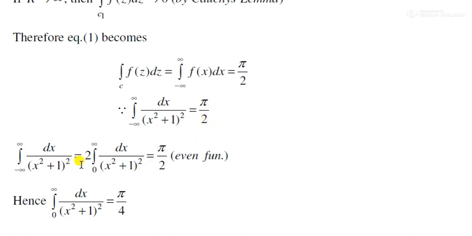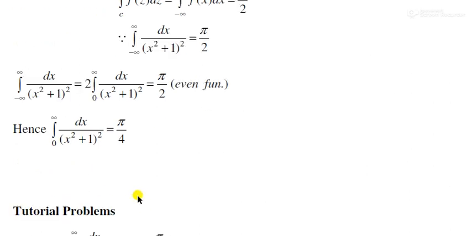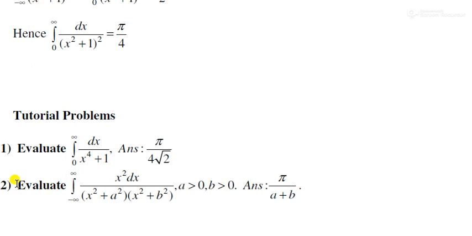But we need the value of the integral from 0 to infinity. By using the concept of even function, we can rewrite this as 2 times the integral from 0 to infinity of dx by (x square plus 1) the whole square. Therefore, integral from 0 to infinity of dx by (x square plus 1) the whole square will be equivalent to pi by 4. So, here are the tutorial problems. You can solve these two and you can verify the answers.